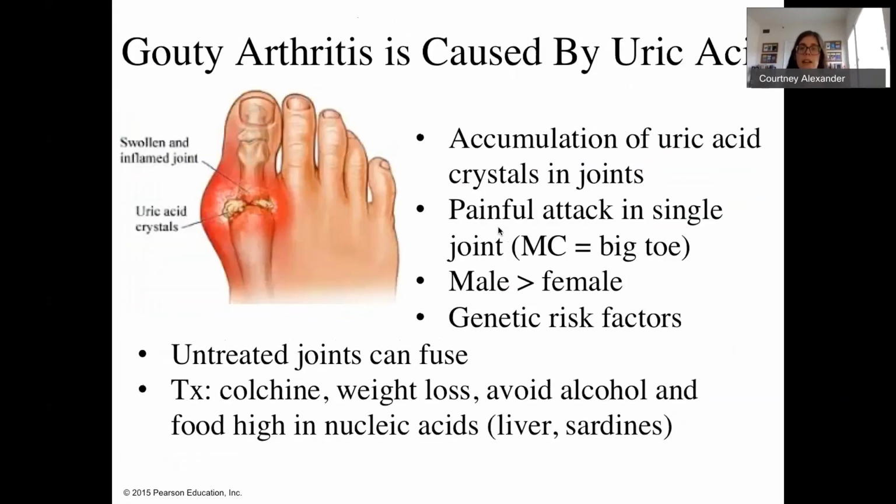And finally, we have gouty arthritis, and this is caused by a buildup of uric acid crystals in our joints. Usually it's in the toe. It's a painful attack just in one joint. And for this, males are more commonly affected than females. Risk factors can be genetic, and if untreated, it can cause the joint to fuse together and you'll lose movement in that joint. And the treatment here is to decrease uric acid.